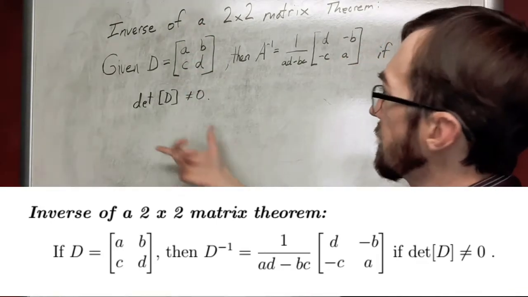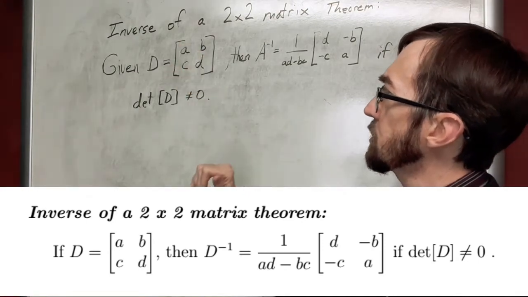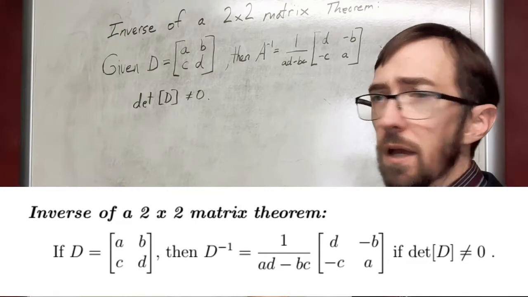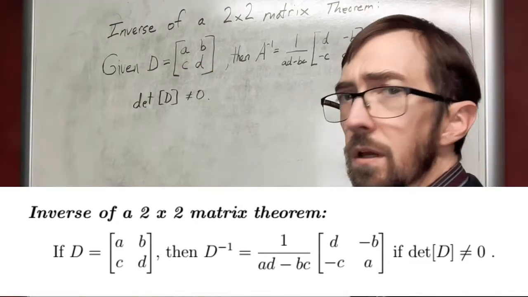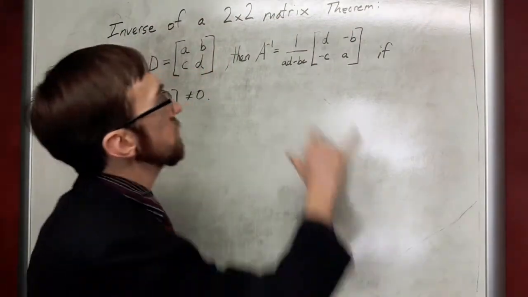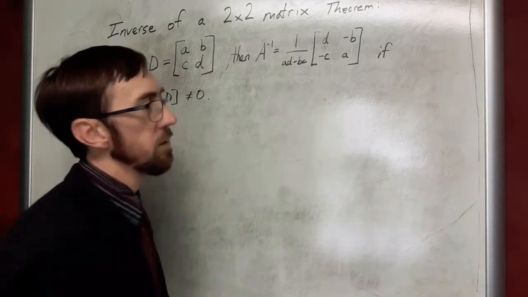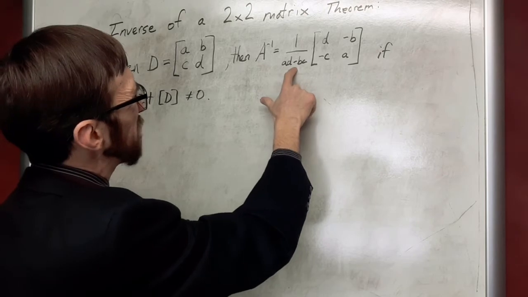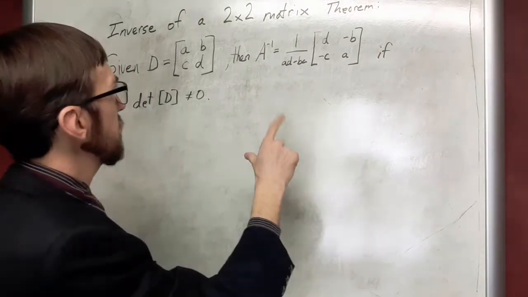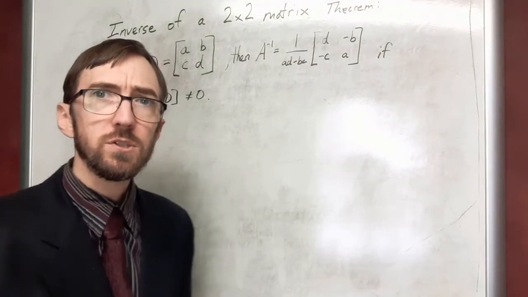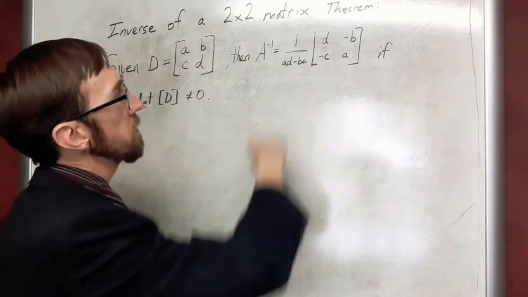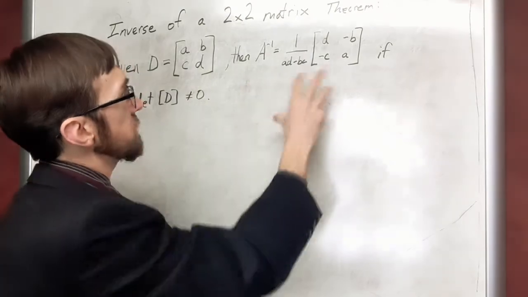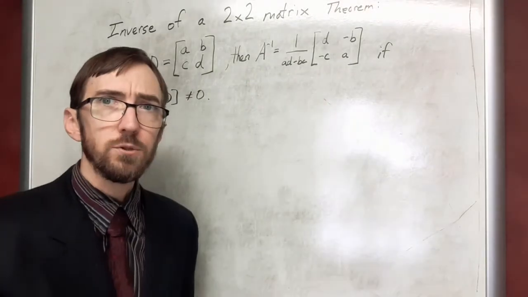Now there's an if statement here that the determinant of the original matrix cannot be 0. If it is 0, then we don't have an inverse matrix for this. The reason for that is if you look down here in the denominator, you see that AD minus BC is actually the determinant for a 2x2 matrix. So if your determinant is 0, that means you're trying to divide by 0 at this point, and division by 0 is not defined in this algebra.